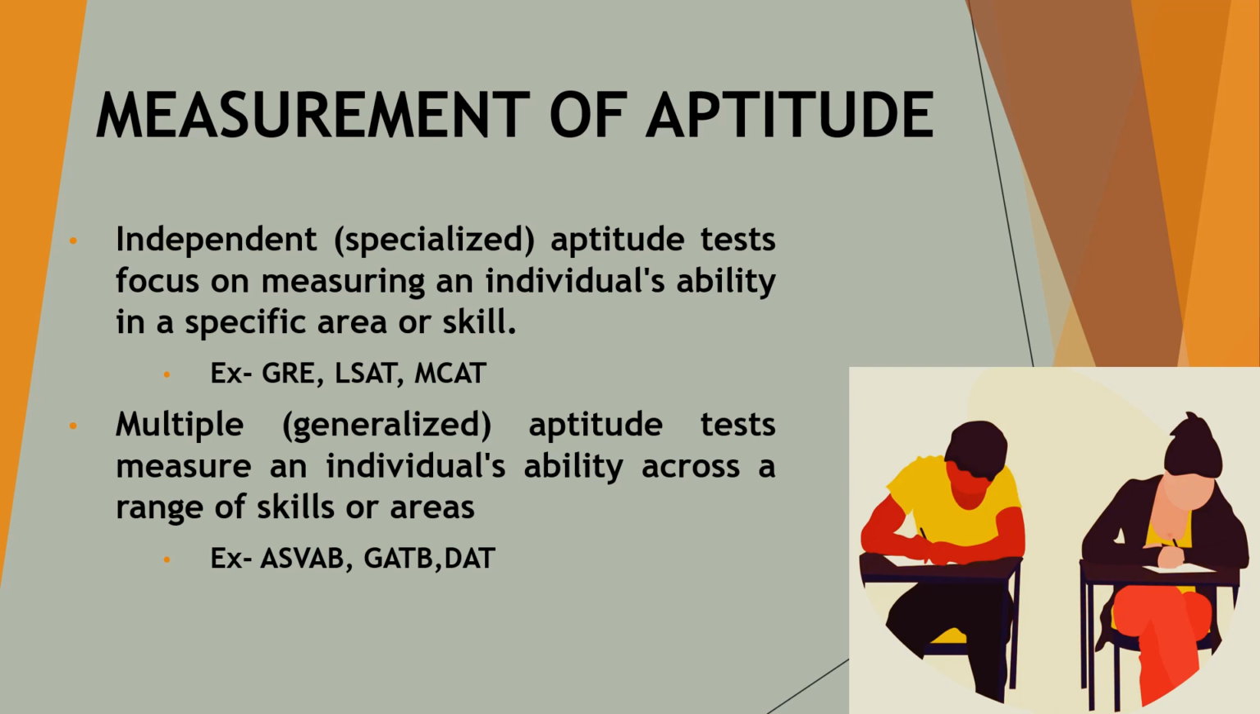Second is the multiple or generalized aptitude test. It measures an individual's ability across a range of skills or areas. These tests are designed to assess a broad range of abilities and are often used in employment settings to evaluate job candidates. Examples of multiple aptitude tests include the Armed Services Vocational Aptitude Battery, the General Aptitude Test Battery, and the Differential Aptitude Test.